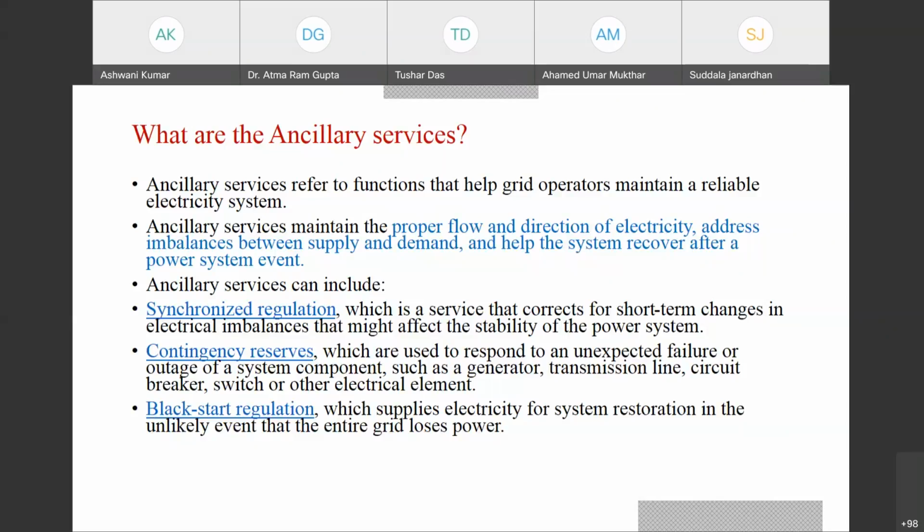for better operation. Then there is black start regulation. Black start means that whenever there is a catastrophe because of heavy rain, the fall of transmission structures, very high wind velocity, or a tsunami coming because of an earthquake, there is a complete blackout of the system. So how do we restore the system? There have to be certain services to bring the system back. Such services, which revive the system from a complete shutdown, we call black start regulation. So these are the three basic main categories of ancillary services to make our system better.